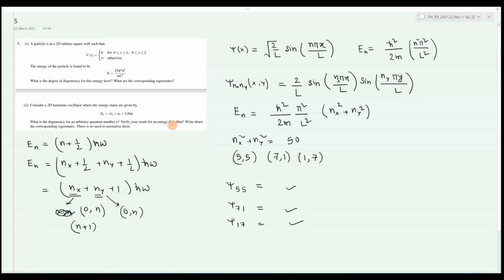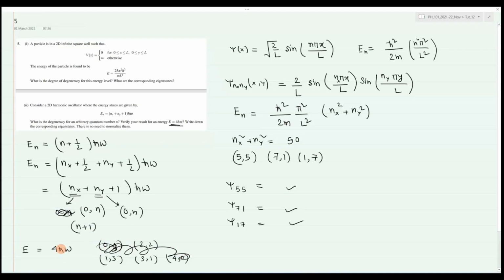If you do it for energy equal to 4 h cross omega, it will be clear. So what will be the corresponding values for nx and ny? One will be 0, 4, one will be 1, 3, 2, 2. Sir, it will be from 3, sir. It is n plus 1, right? nx plus ny plus 1 is there. It will be 3. Yes, nx plus ny plus 1 is there. Yes, correct. Thanks.